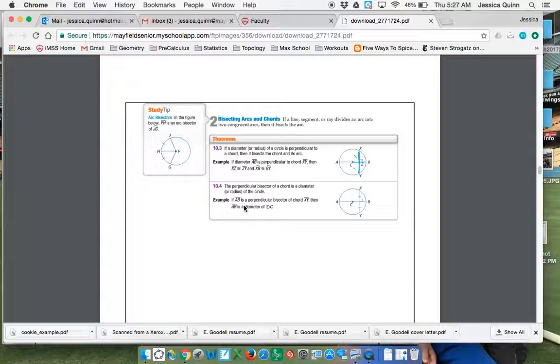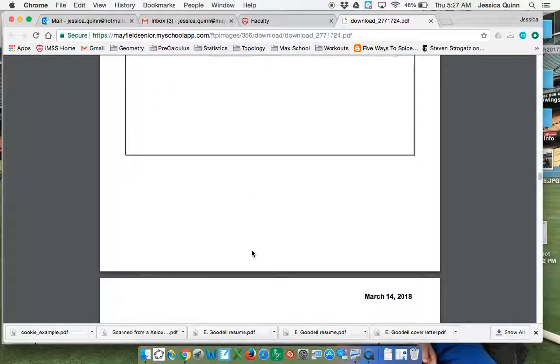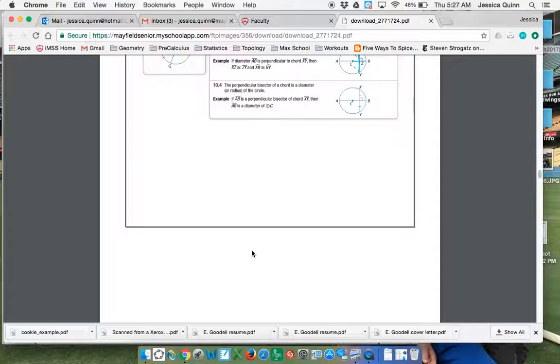This next theorem is just the converse of that. So it says if you're bisecting a chord and it's perpendicular, then it has to be a diameter or radius. So it's the same concept, just the converse. Okay, so again, at this point you might want to stop the video and do some of the practice problems, or maybe just listen to me talk about one of them and then pause it and try the rest.